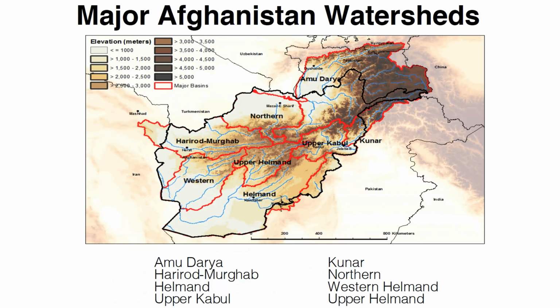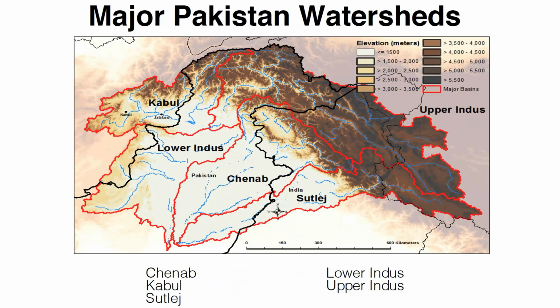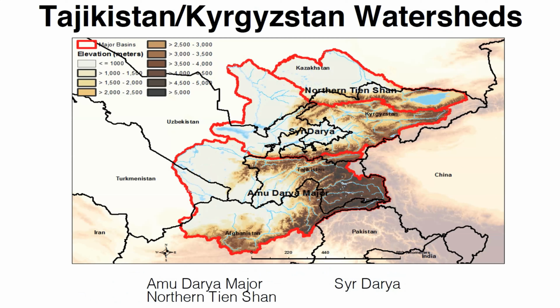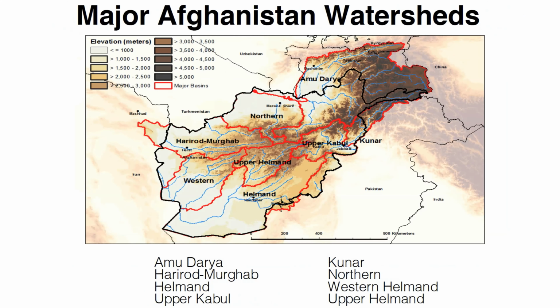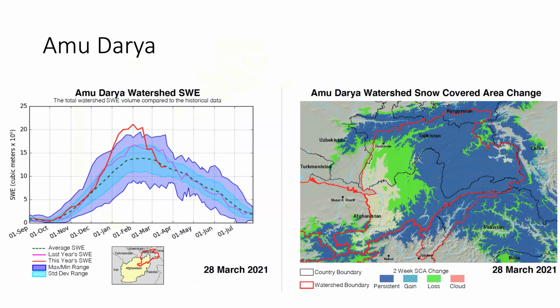This slide shows the 8 basins in Afghanistan that the assessments are performed over. I'll show a few examples. The assessments are also performed over these 5 basins in Pakistan. Finally, the assessments are performed over these 3 basins in Tajikistan and Kyrgyzstan. So, returning to Afghanistan, I'll show a few examples.